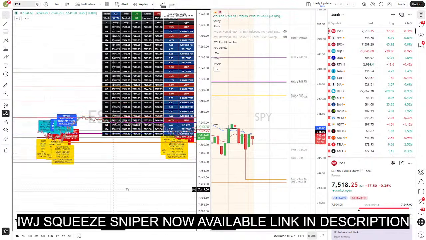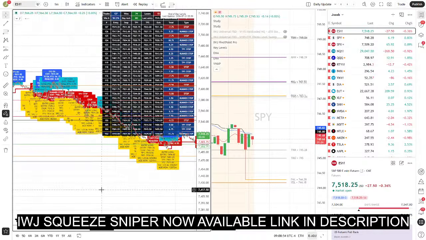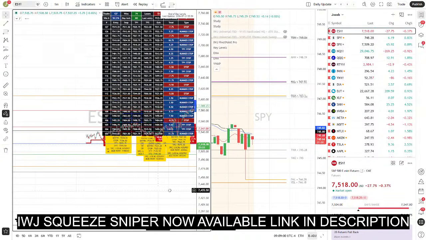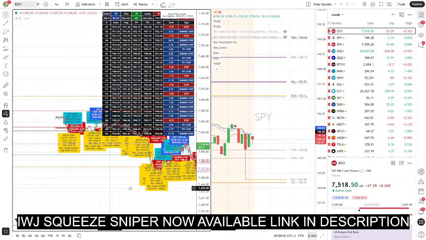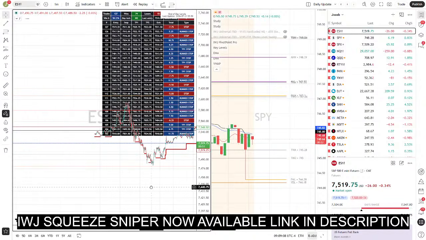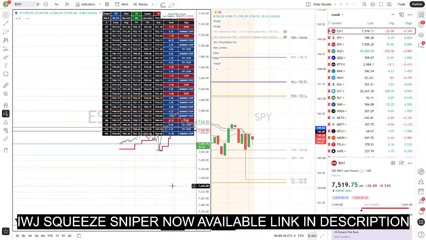Now, to be clear, we're not trading the 1-minute chart. We are trading hourly and daily setups, but we are doing so on the 1-minute chart to get the entry as accurate as possible. So if you have to wait till a 5-minute bar closes for your entry price, you're going to be further behind than with a 1-minute bar.